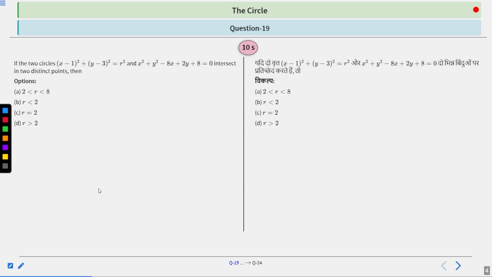So the hint of this question is, we are given two circles, right? So we can easily find the centers and radius of these two circles. Since the two circles are intersecting at two distinct points, we will apply the conditions for two circles intersecting at two distinct points. After applying the conditions, that is the distance between their centers and the radius of the two circles, you can easily find the answer. In this way, you can try to approach this question. You have 10 seconds to solve or think about this question. After 10 seconds, we will discuss the solution.